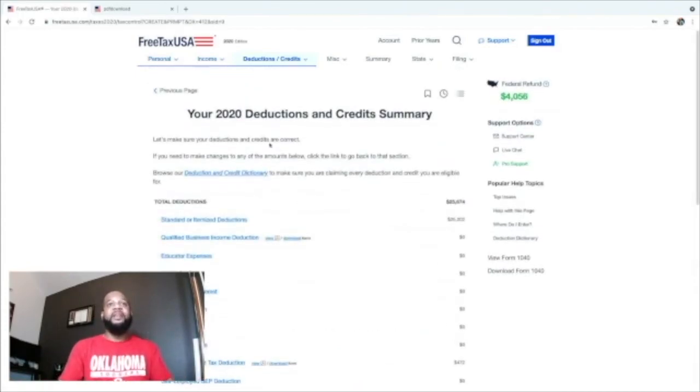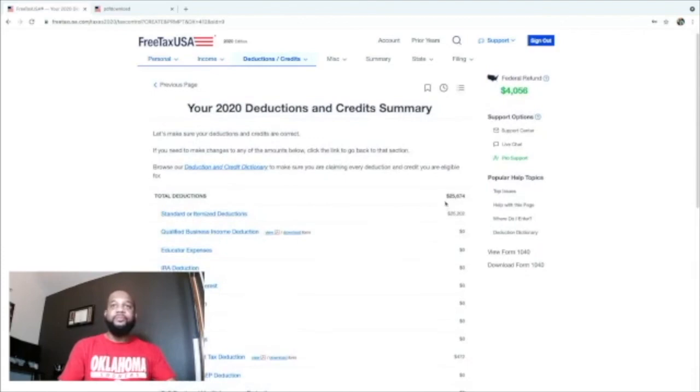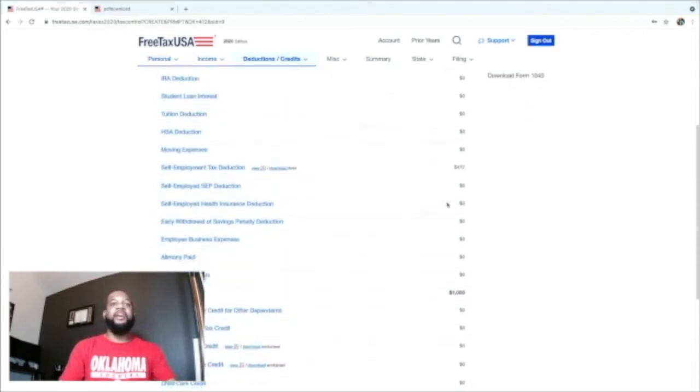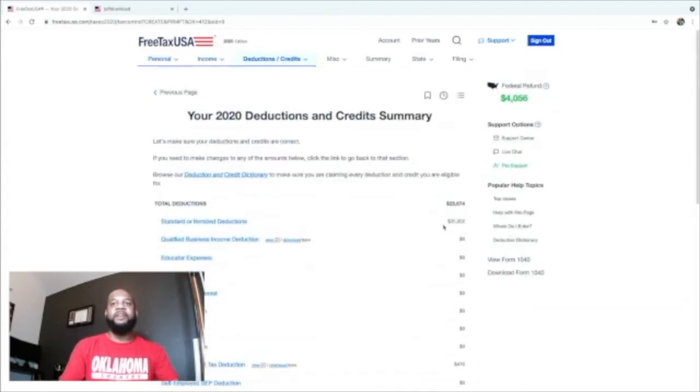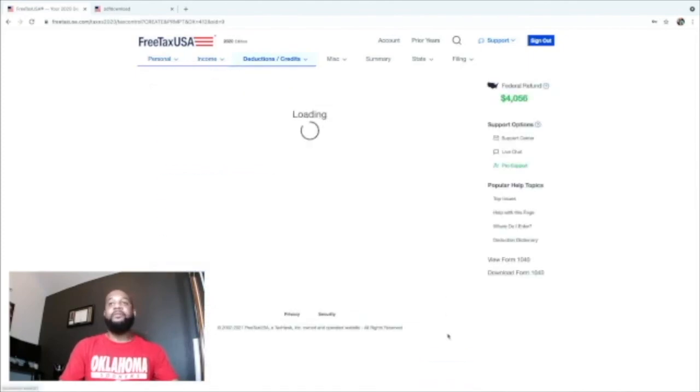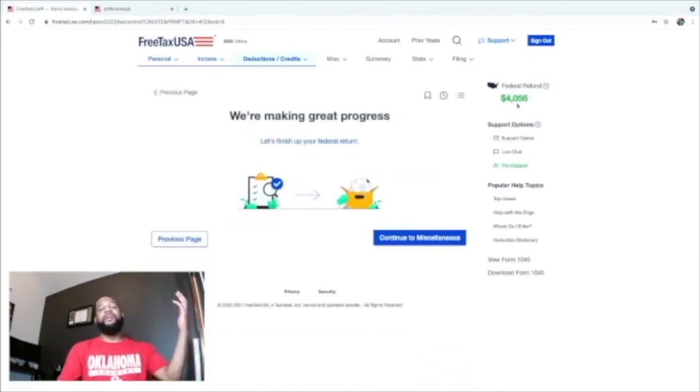Okay, now so we at the deductions and credit summary. This basically is going to give you a rundown of everything, where you get it from, how you get it, or whatever. And education credit, $1,000, standard itemized deductions. You know, we balled out. So now, for this year, we getting $4,000 back.